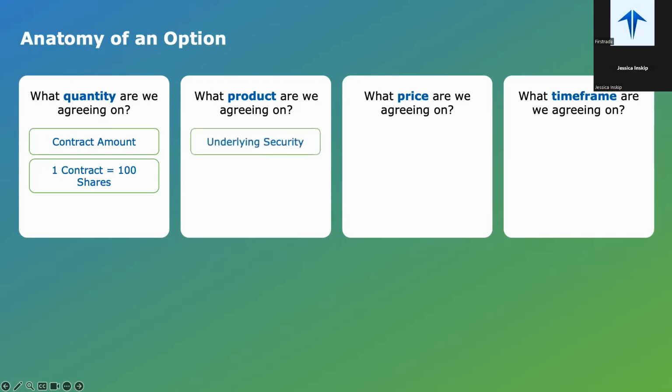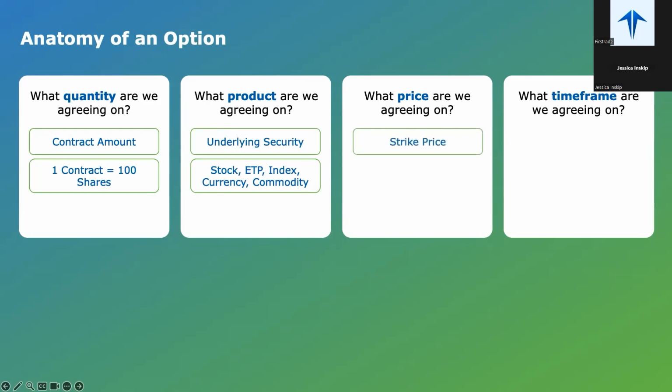The product is just the underlying security. We were saying ABC, but ABC could be a stock, an ETP, which is an exchange traded product, index, currency, or even commodity. Not a full list, but lots of products that you can write an option contract on. The price is simply the strike price, also known as the agreed upon price, and that's priced per share. So when we're talking about one contract with a strike price of 100, that means 100 shares at $100 each. And then the time frame is simply the expiration date.